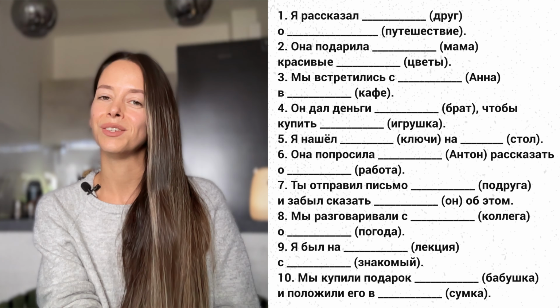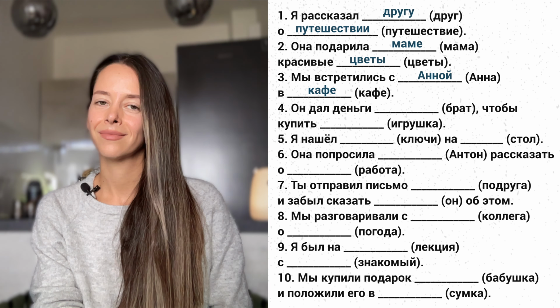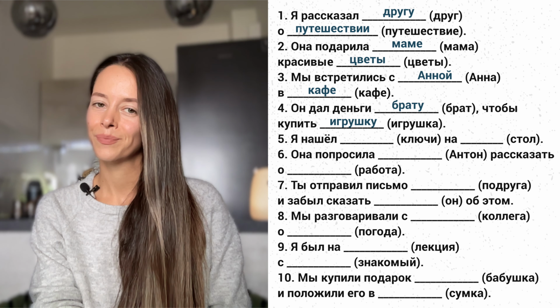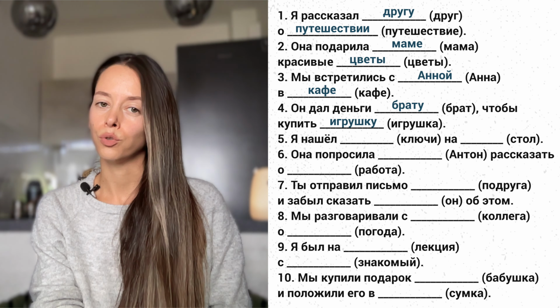Где? В кафе. Он дал деньги брату, чтобы купить игрушку. Here, брат is in the dative case because it is the recipient of an action, and игрушка is in the accusative case because that's the object of the verb. Купить что? Купить игрушку.